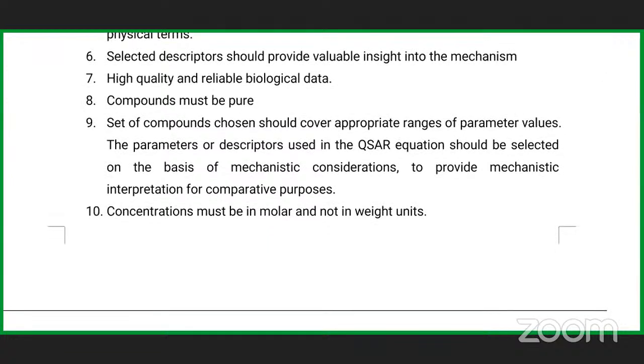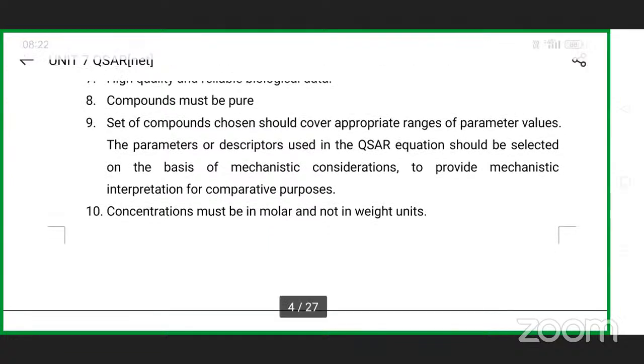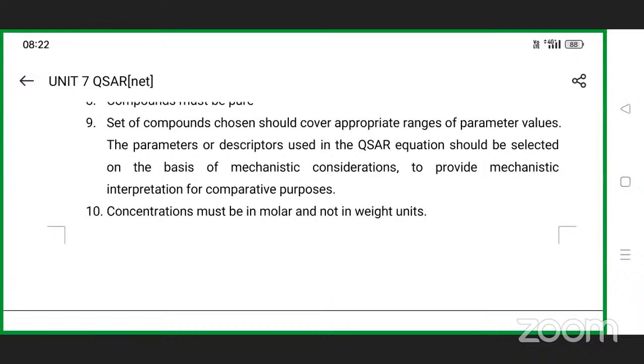And concentration must be molar and not in weights. So generally, we'll take the values, the concentration in the molar values. We won't take the weight here. In the synthesis, the yield, we'll calculate the yield in weight. But in the biological activity in the QSR technique method, the biological activity will be expressed in molar.